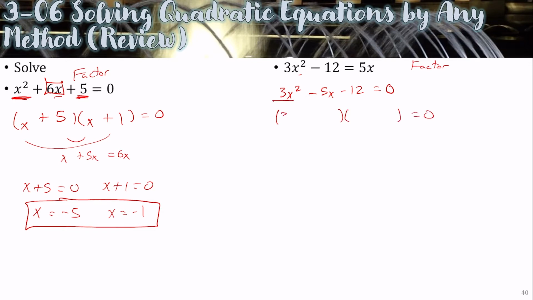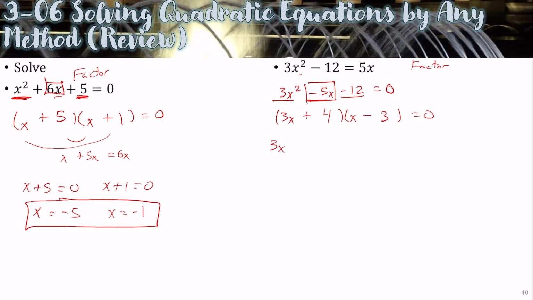Times what makes 3x squared? It'd be 3x and x. Times what is negative 12? I don't know. Negative 4 and 3. Just guessing. It's guess and check, right? Let's check. So that'd be 9x minus 4x, which is 5x. That is close. I want it to be negative 5x. Since I want it to be negative, all I have to do is switch the signs. So instead of minus and plus, it'll be plus and minus.